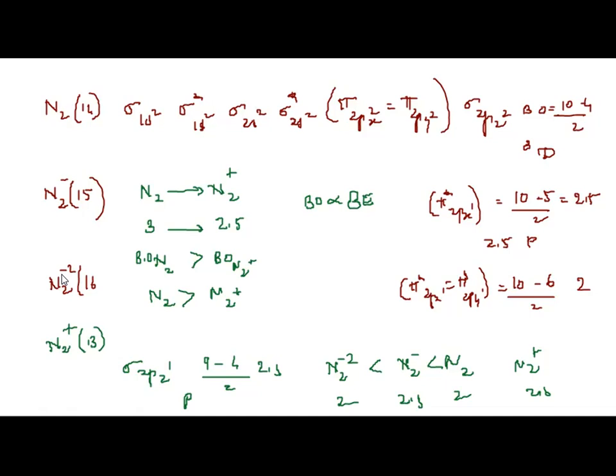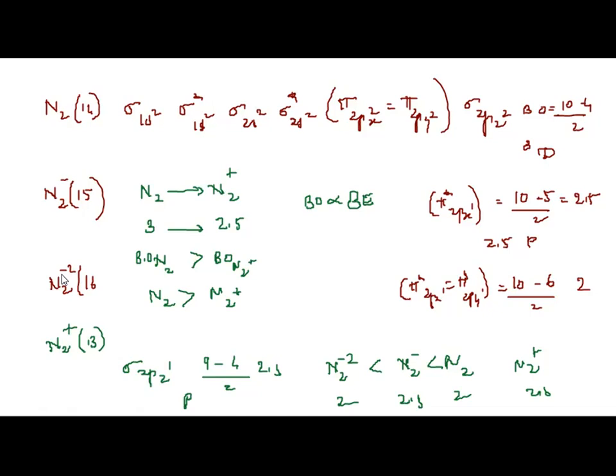The ground state electronic configuration of valence shell electrons in the nitrogen molecule is written. Hence, the bond order in the nitrogen molecule is 2 plus 2, 4, 4, and 2. So, what is the correct option? Bond order, we know, in the nitrogen molecule is 3.